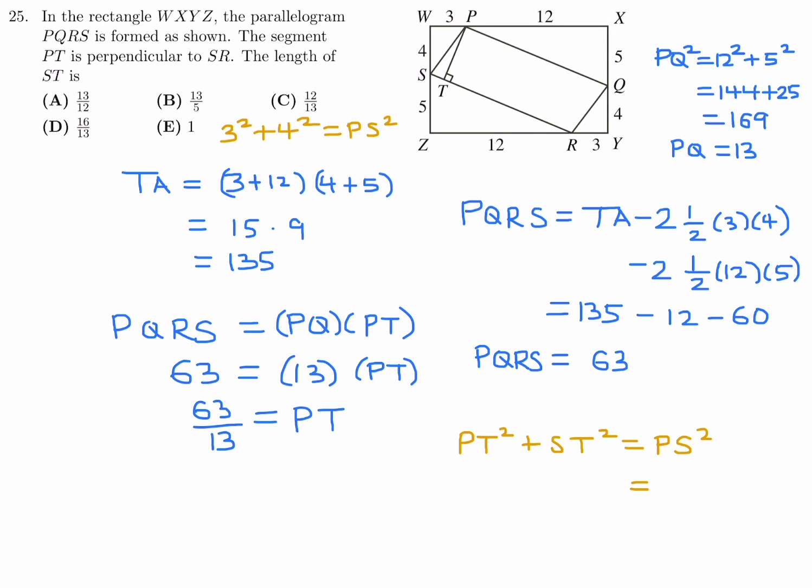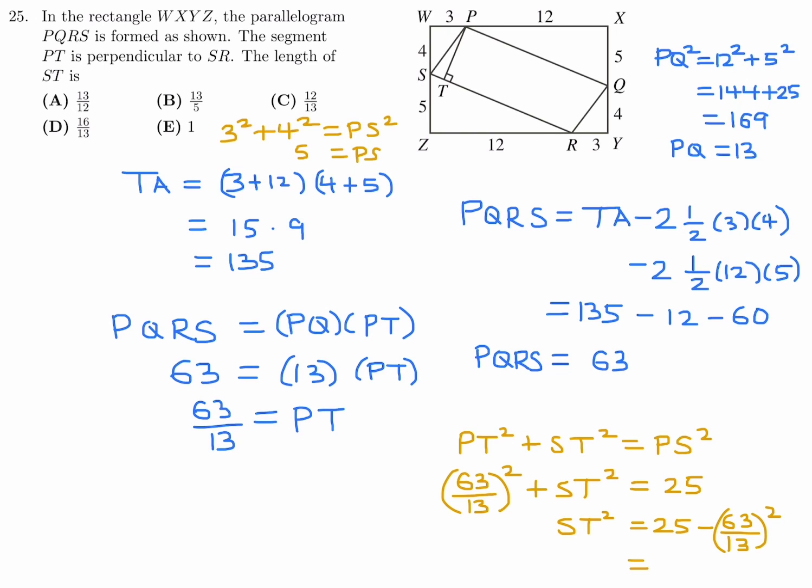3 squared plus 4 squared is equal to PS squared. That means this is 9 plus 16, which is 25. 25 is PS squared, so PS must be 5. So there we go. So PS squared is going to be 25. And then PT we just figured out was 63 over 13 squared, and then ST squared. So ST squared is going to be 25 minus 63 over 13, all squared, like that. Okay? And you can do this in fractions or you can do it in decimals. It doesn't matter.